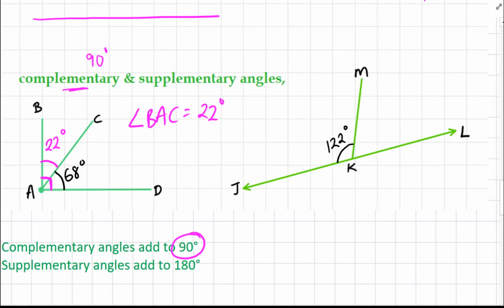Supplementary angles are angles that add to 180 degrees. So I've got a straight line here. So JL is a straight line. And I know this angle here, it's 122. So what would this angle here be? So that angle here must add to 122 to give 180. So 122 plus 58 degrees would give me 180 degrees. So this angle is 58. So supplementary angles add to 180.